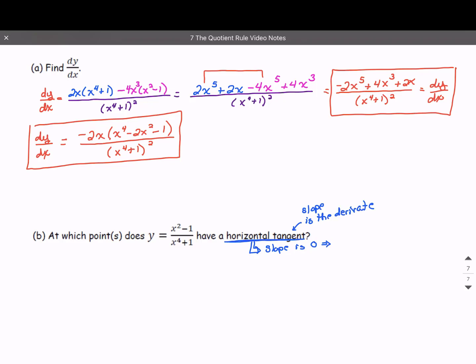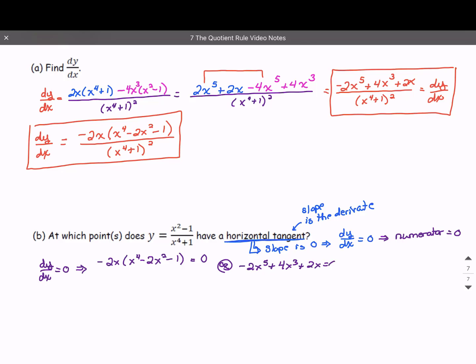Now remember, the slope of the tangent is the derivative. So if the slope of the tangent line is supposed to be 0, that means that the derivative dy dx has to be equal to 0. And if the derivative, which is a fraction, is equal to 0, that means that the numerator of our derivative is going to have to be equal to 0. Okay, so if we know that dy dx is going to be equal to 0, we're going to set the numerator negative 2x times x to the 4th minus 2x squared minus 1 equal to 0. Okay, or if you had it in the other form, you'd have negative 2x to the 5th plus 4x cubed plus 2x equals 0. Either of those are fine.